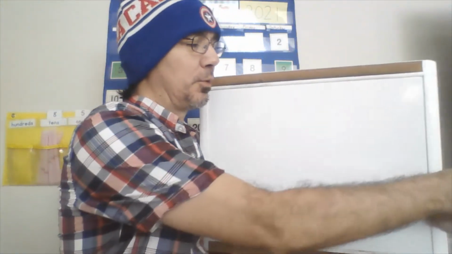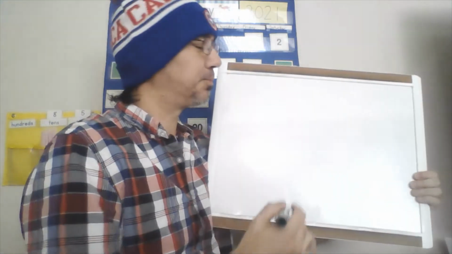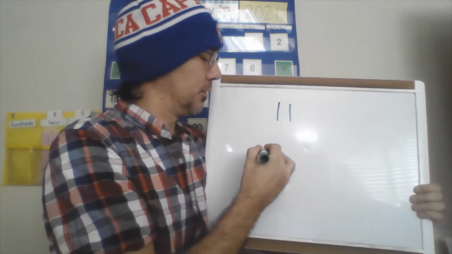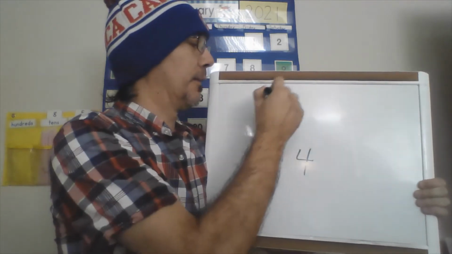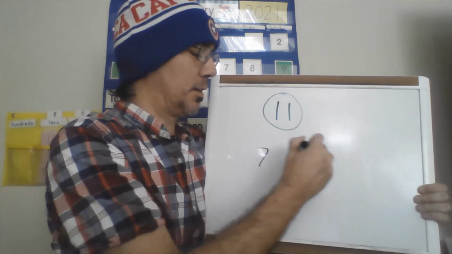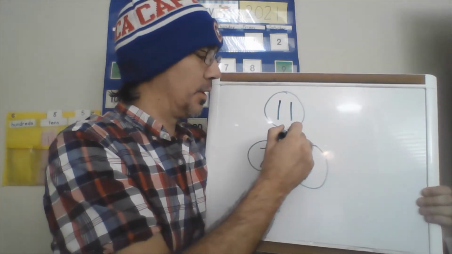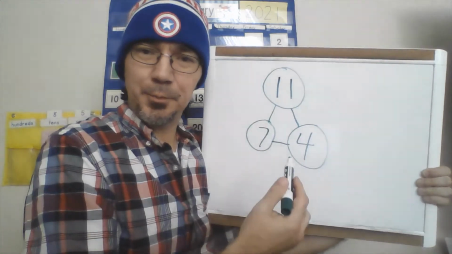I want to start off by showing a different way of writing fact families. It goes like this. I can have 11 and 7 and 4, right? Maybe you've seen this, maybe not. So this shows a fact family and it's related, right?